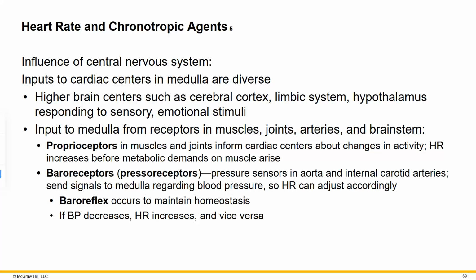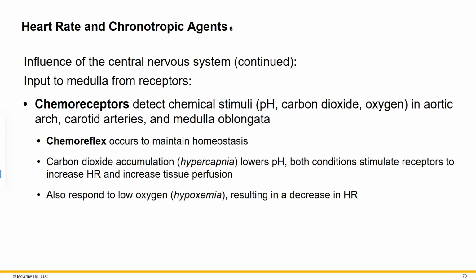Baroreflex occurs to maintain homeostasis. If the blood pressure decreases, the heart rate increases, and vice versa. So blood pressure and heart rate are inversely related. Chemoreceptors can detect chemical stimuli like pH, carbon dioxide, and oxygen in the aortic arch. Chemoreflex occurs to maintain homeostasis. If we have too much carbon dioxide, we are going to increase the heart rate and increase tissue perfusion to get that carbon dioxide out.